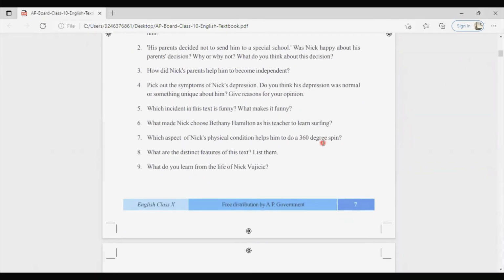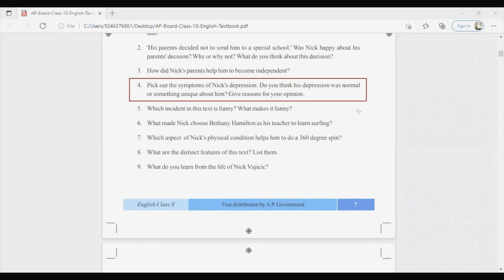What is the next question? Pick out the symptoms of Nick's depression. Do you think his depression was normal or something unique about him? Yes. Give your reasons for your opinion, right? So Nick was deeply depressed when he was 8 years old. At what age? Do remember, this is very important. At 8 years of age, he was very depressed.